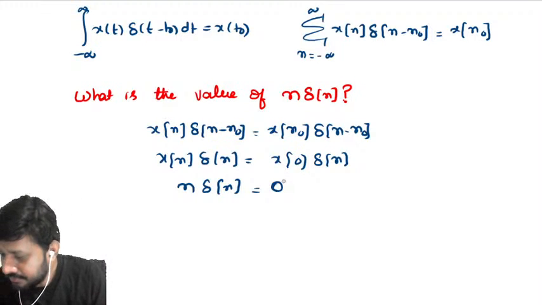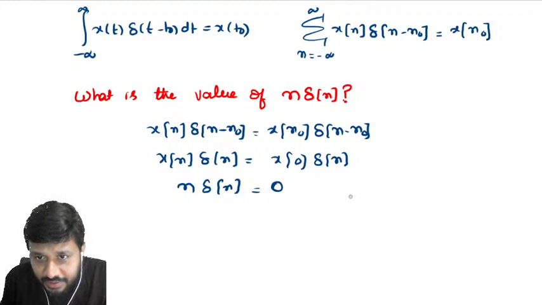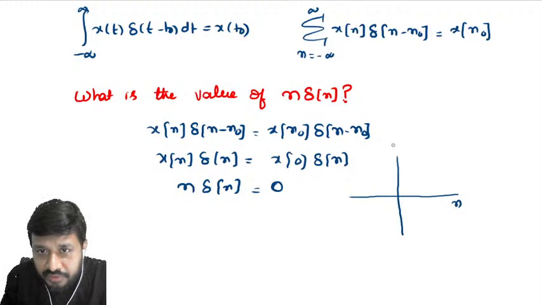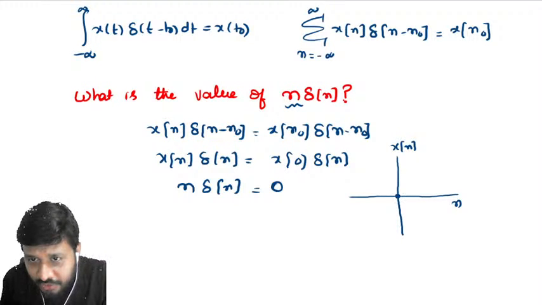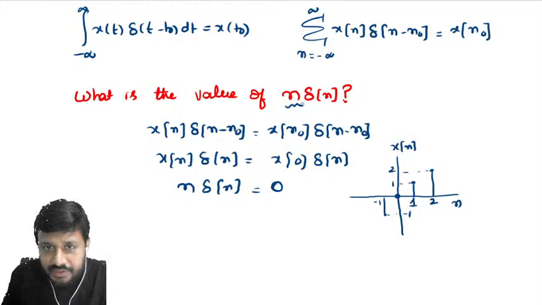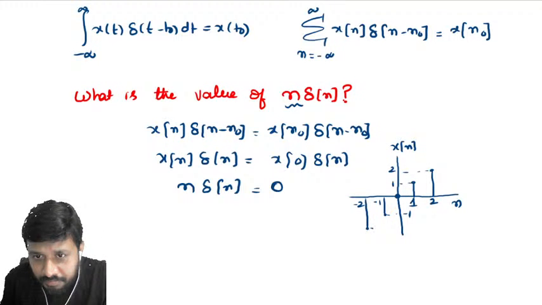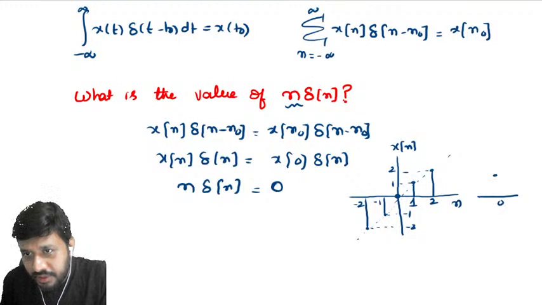Or you can visualize like this also. N means what? Suppose I take this signal, x of n is equal to n. How are we going to draw n? For 0, 0; for 1, 1; for 2, 2; for minus 1, simply draw the signal; for minus 2, and so on. So this is x of n is equal to n. Del n means it exists at n is equal to 0.